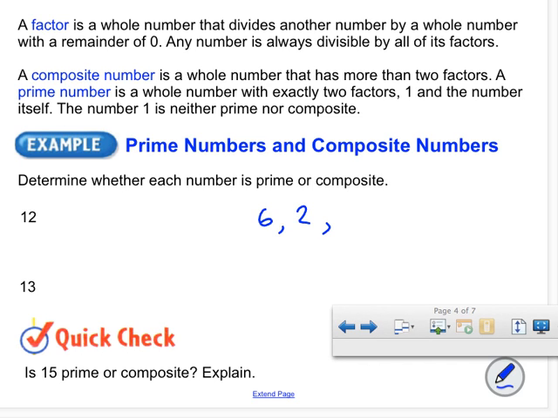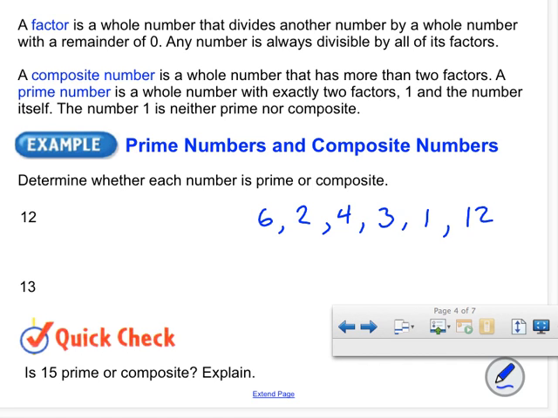Nathan. 4. 4 is also a factor of 12. Can somebody give me another factor? Sophia. 3, very good. Can I get another factor? You guys are leaving out the easy ones. Yes? 1, nice. That was the easy one. There's another easy one. Who's got the other easy one? Yes? 12, right.